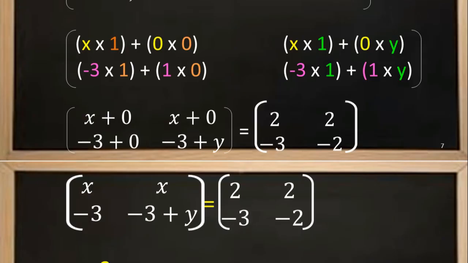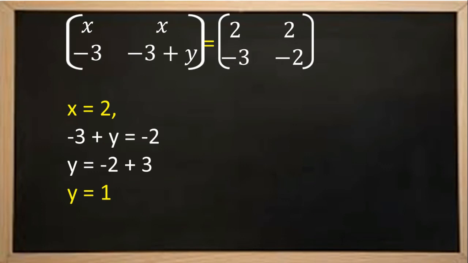Let us move to the next step. x plus 0 is x. Again x plus 0 is x. Hence x is equal to 2. And the third element, minus 3, is equal to minus 3. And the fourth element, minus 3 plus y, is equal to minus 2. Hence the value of y will be equal to minus 2 plus 3. y is equal to 1.